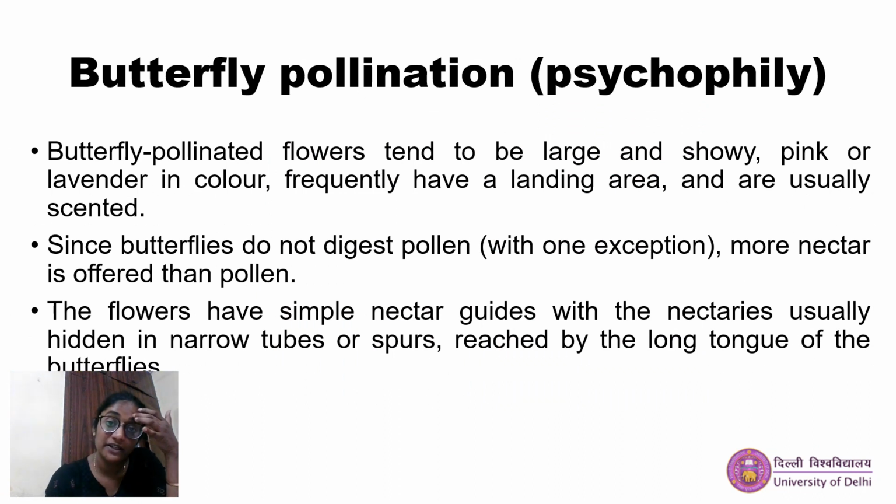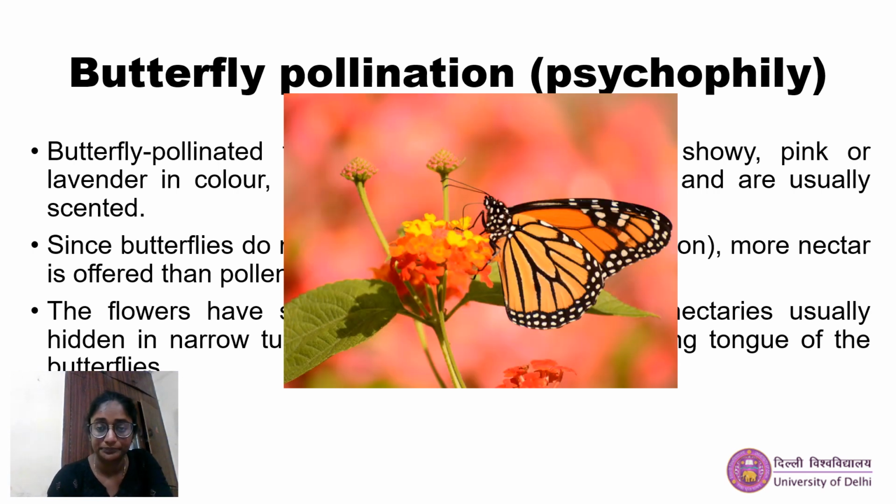So next one is butterfly pollination, that is psychophily, and butterfly pollinated flowers tend to be large and showy. They need to have a landing area so that the butterfly can easily land on it, and some butterflies do not digest pollen, so nectar is offered. So you have to give an offering. You either give pollen, or you can give nectar. So these flowers have simple nectar guides, with the nectar usually hidden in narrow tubes or spurs reached by a long tongue of the butterflies.